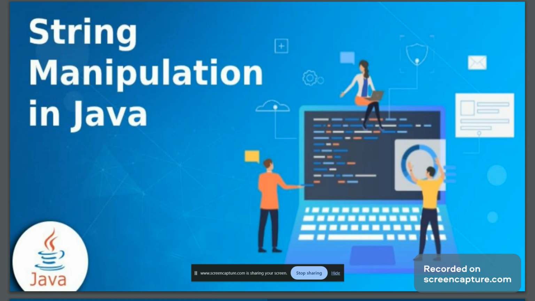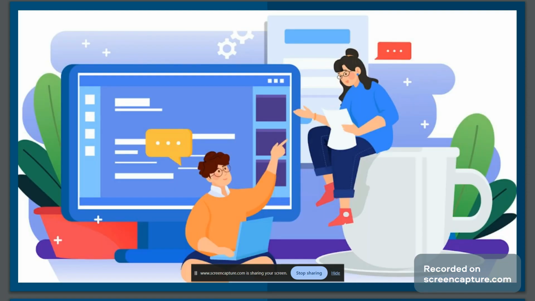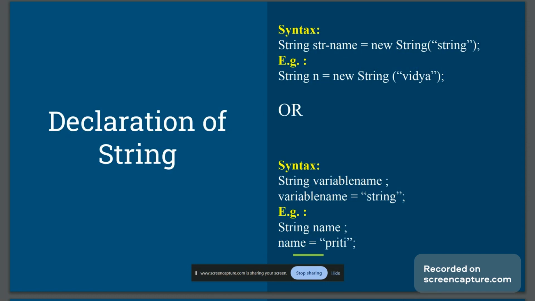Now we know there are different methods available for manipulations on strings. Under java.lang, we have the String class, which has many methods for performing operations on strings. We can declare a string in two ways: by creating an object of the String class, String strName = new String(value), or by just declaring the variable, String variableName; and assigning the value to it. These are the two ways of declaring a string.